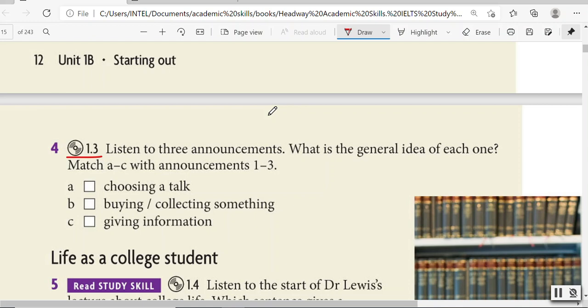2. Next, the college needs to have your mobile phone number, so all students need to give it to their department secretary. Please do that today if possible. We may need to contact you about changes to the timetable.